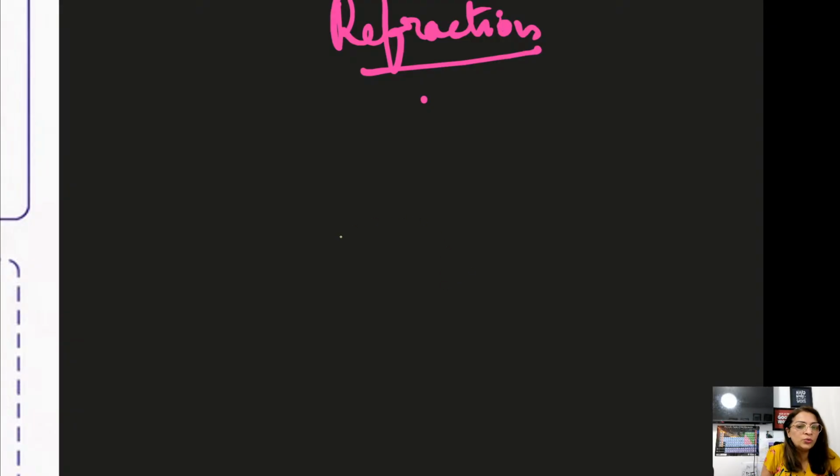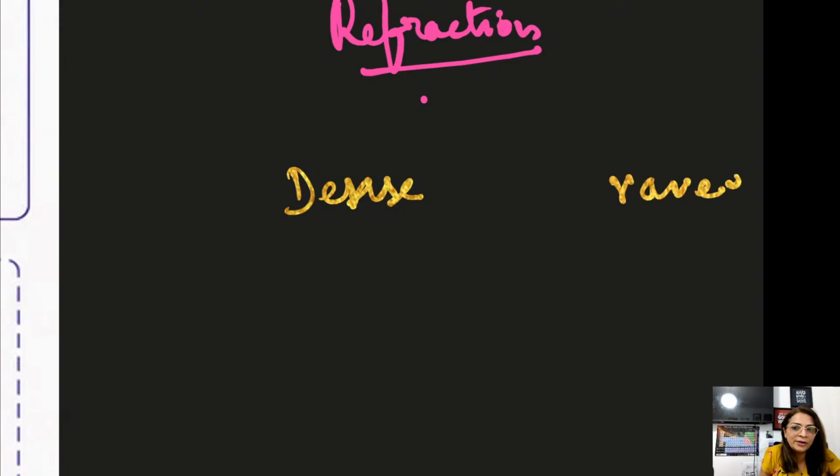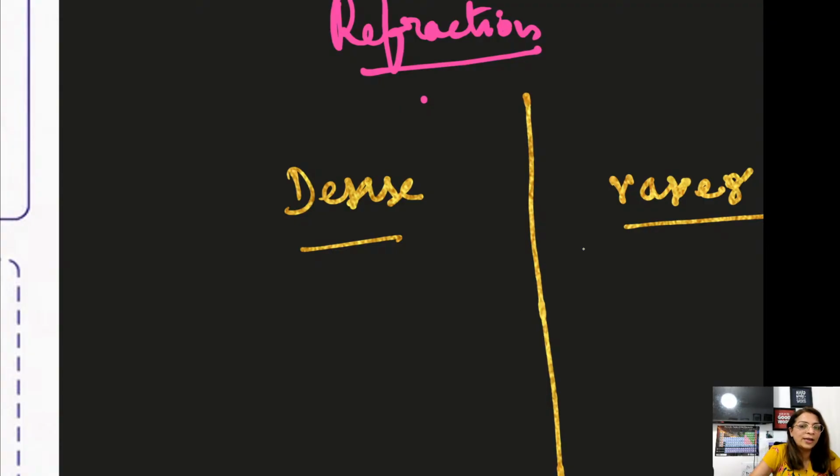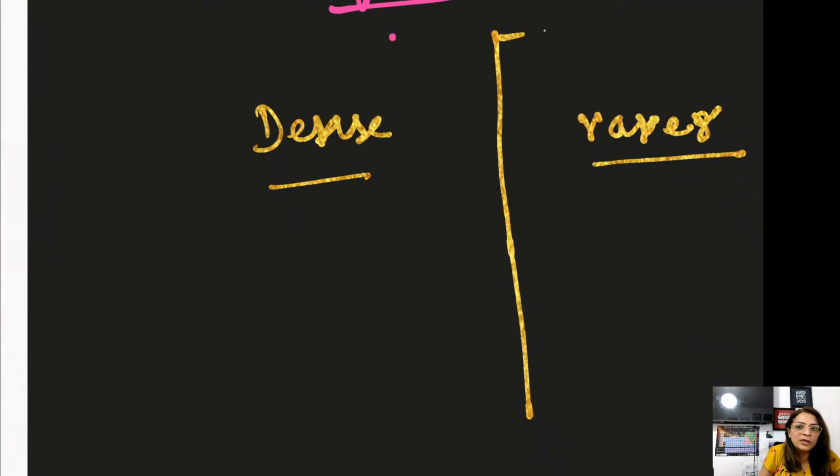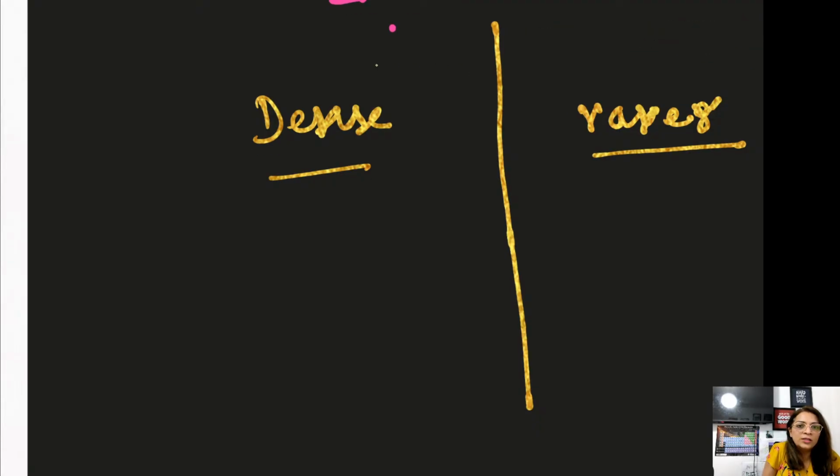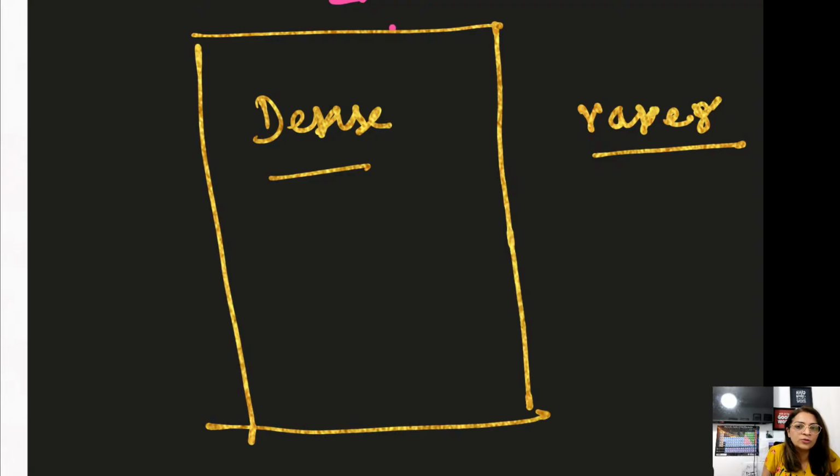Refraction is when, so basically, reflection is a mirror and refraction is two different mediums. So you have a dense medium, and you have a rarer medium, meaning less dense. They normally write rarer medium. They draw a line, and for example, this could be glass and this could be air.